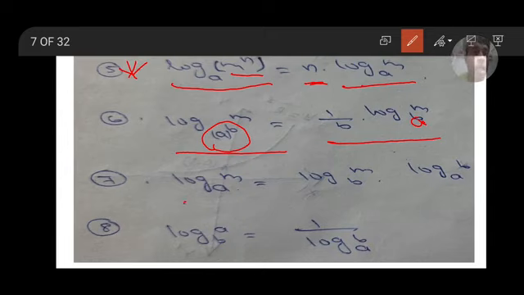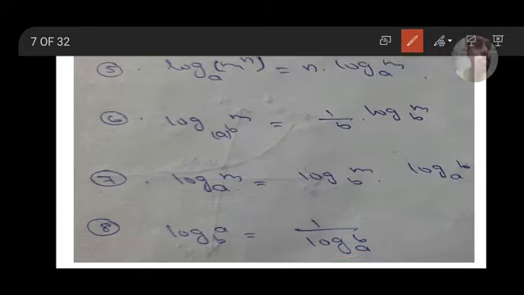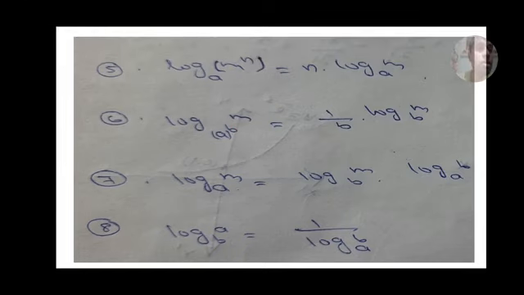Next property, log m to the base a equal to log m to the base b into log b to the base a, as we are changing base a to base b. Next, eighth property, log a to the base b can be written as 1 by log b to the base a. These are the properties. Again, we will move to the next properties.